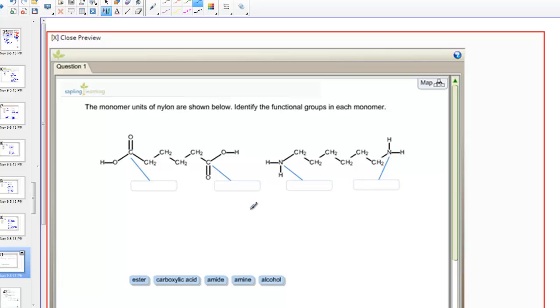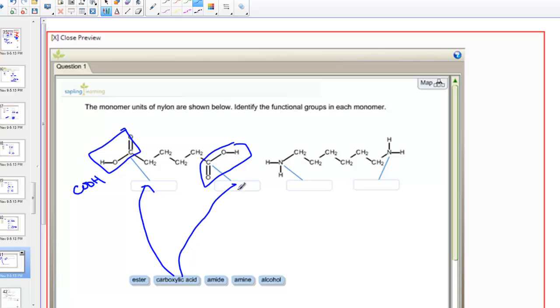Here we're asked to practice labeling the functional groups. C double bond O, OH. C double bond O, OH. We wrote that as COOH. That's called our carboxylic acid. Look at here, it's at this end as well. Carboxylic acid, COOH, C-O-O-H. Here we have our NH2 group directly attached to a carbon. An amine group has an NH2, and again, those are exactly the same.